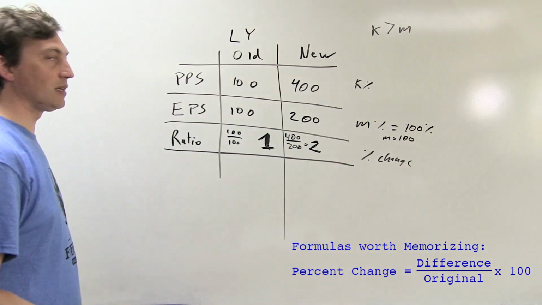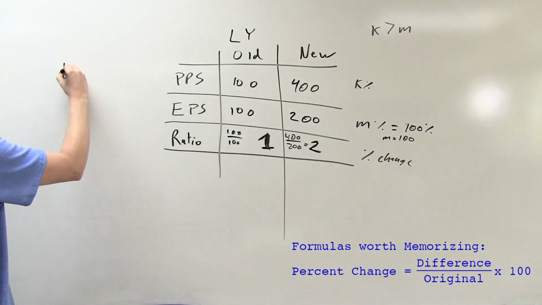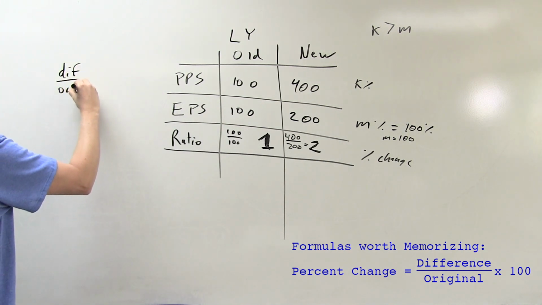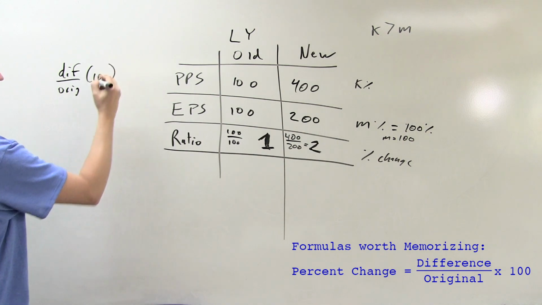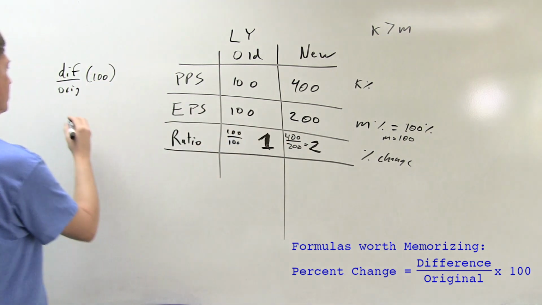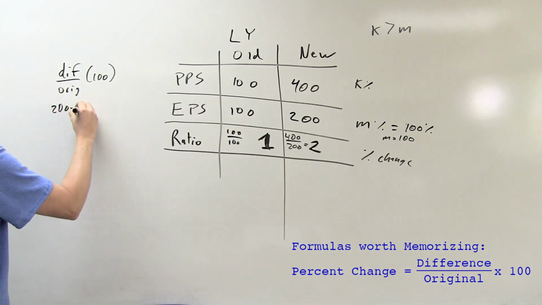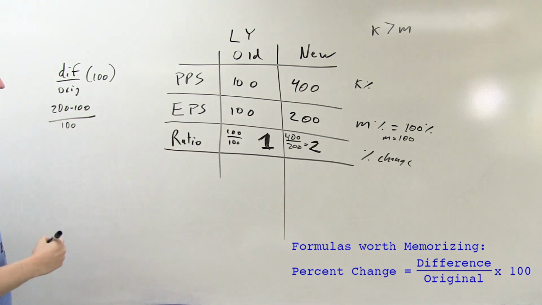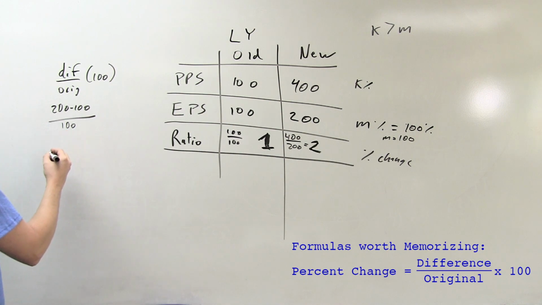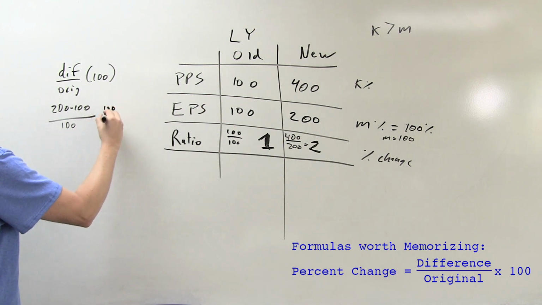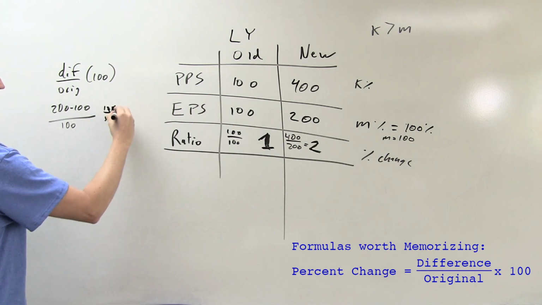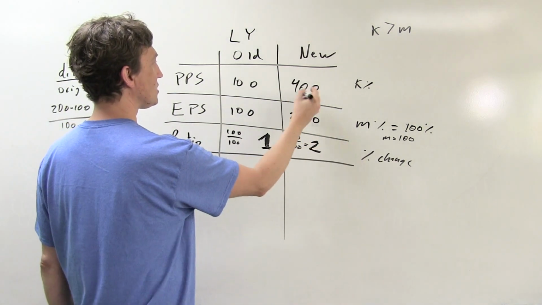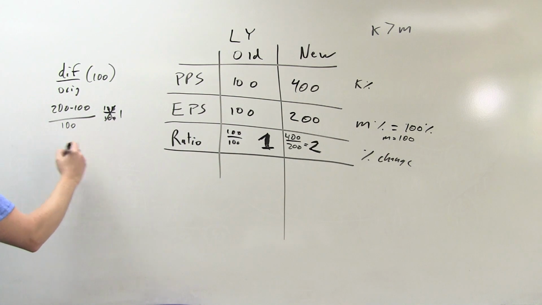We could calculate that using our percent change formula, difference over original times 100, right? So the difference here is going to be 200 minus 100 over the original, which is the older number, is 100. And so that's just going to be 100 over 100, which of course just becomes 1, times 100 gets us a 100% increase. We can do the same thing here if you don't see that on your own.